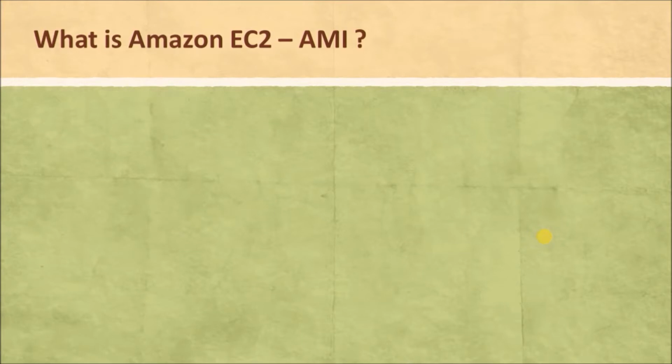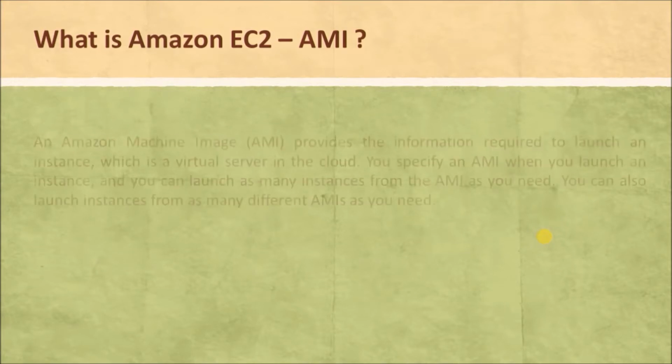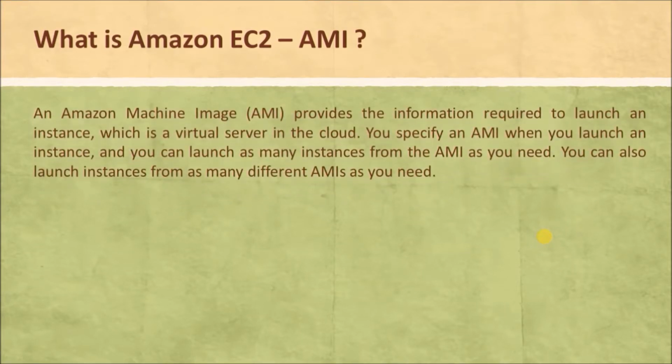What is Amazon EC2, AMI? An Amazon Machine Image, AMI, provides the information required to launch an instance, which is a virtual server in the cloud. You specify an AMI when you launch an instance, and you can launch as many instances from the AMI as you need. You can also launch instances from as many different AMIs as you need.